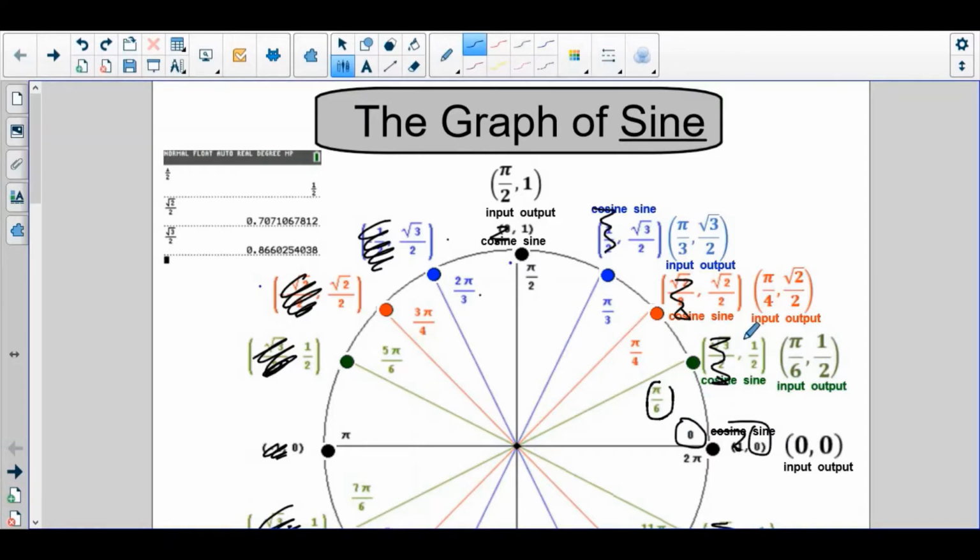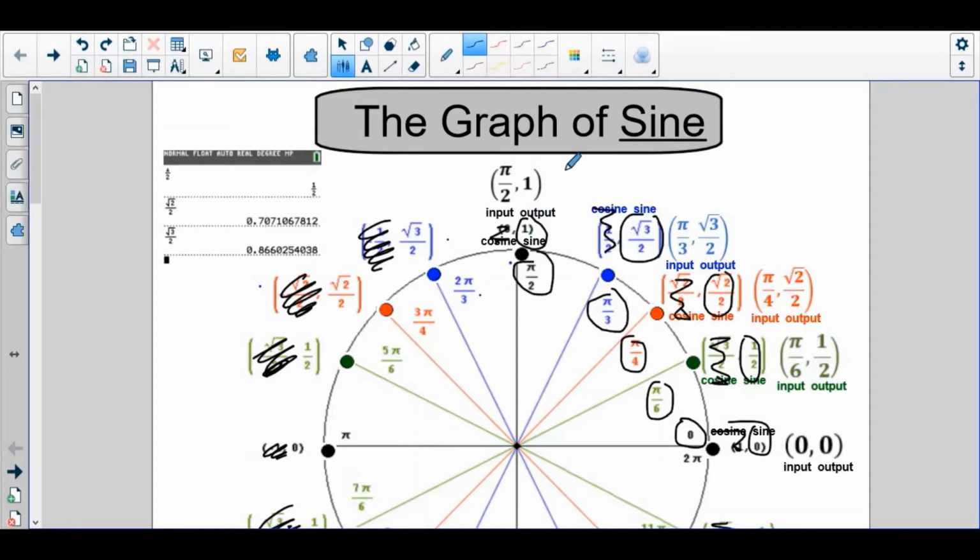I input pi over 6, I output 1/2, making a coordinate pair. I input pi over 4, I output root 2 over 2, making a coordinate pair. I input pi over 3, I output root 3 over 2, making a coordinate pair. And pi over 2 outputs sine of 1, making a coordinate pair.